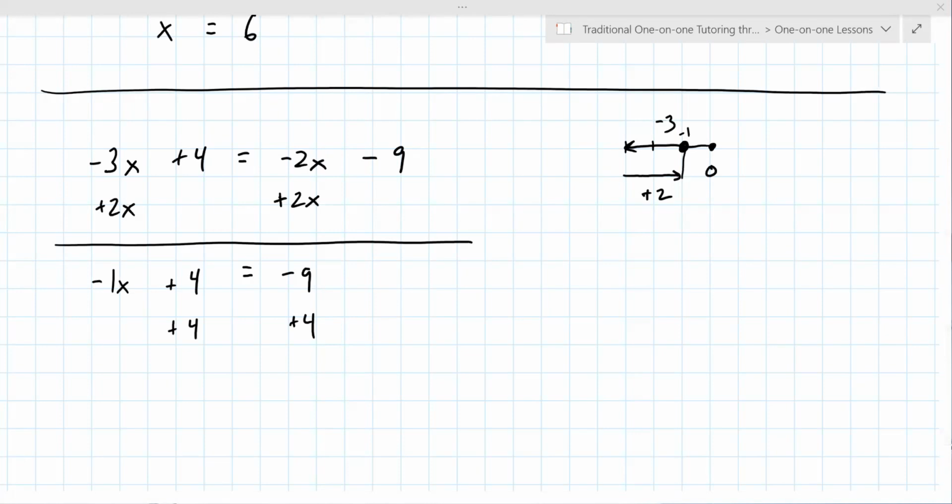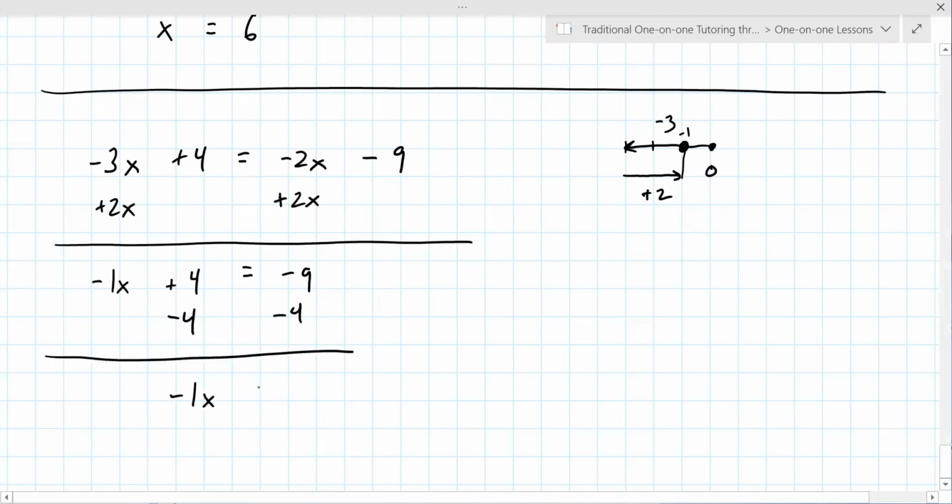Okay. So how do you undo addition by 4? It's not add. It's subtract. That's right. You're going to subtract 4 from both sides. So on the left, it becomes -1x. And on the right, what is -9 minus 4? They're both negative. So that means the answer has to be negative.